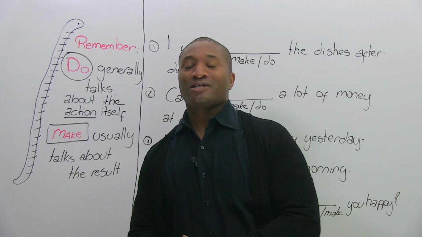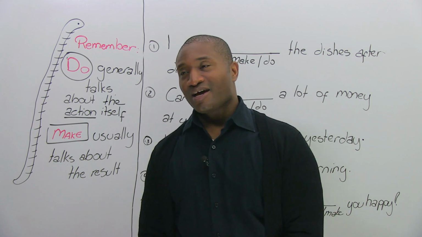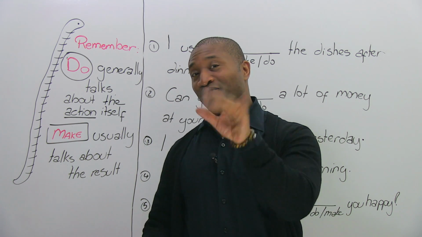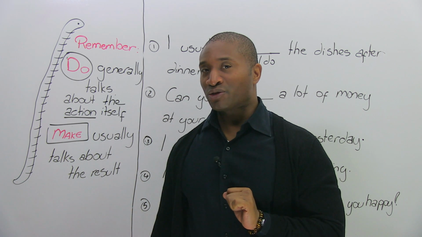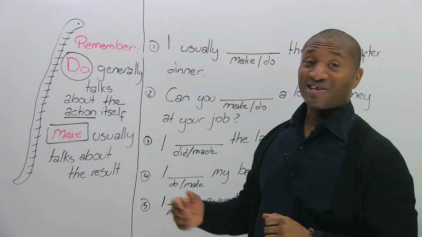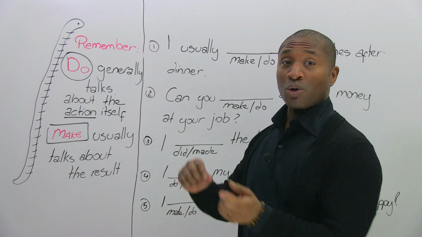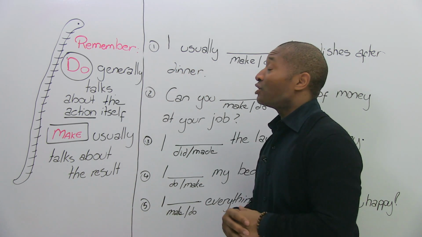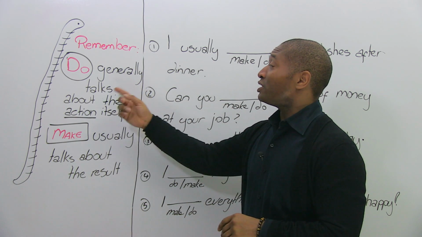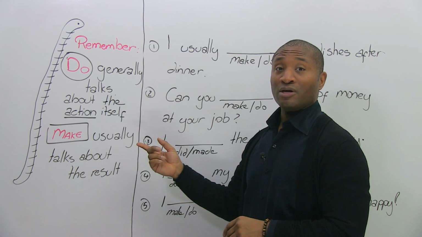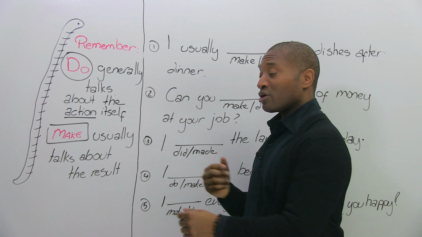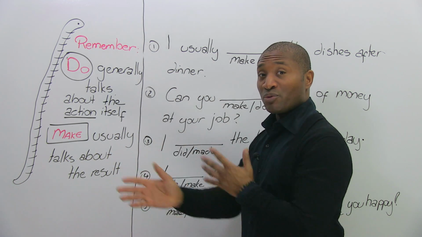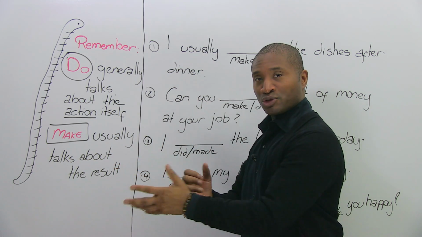Okay, quiz time. As you know, I love to do quizzes. And we're going to give you a quick quiz of 5 questions. But before I do, let's go to Mr. E because I haven't used him enough and he wants to give you a reminder. So what do you got to say, E? Remember. Okay. Do generally talks about the action itself. Remember I said earlier, when we talk about do, you see me doing it, but it doesn't actually produce anything.